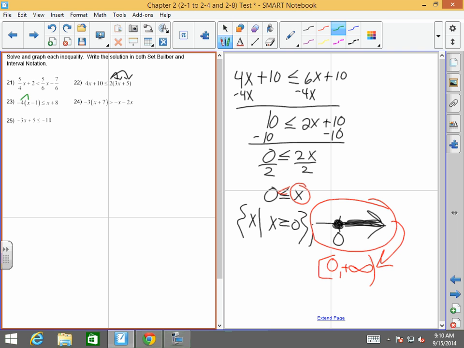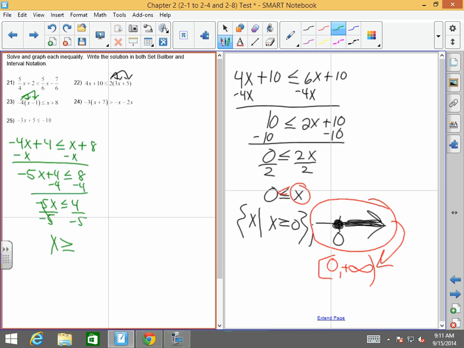23. I'm going to distribute the negative 4 to everything. So I've got negative 4x plus 4 is less than or equal to x plus 8. So I'm going to subtract x to both sides. I've got negative 5x plus 4 is less than or equal to 8. Subtract 4 to both sides. Negative 5x is less than or equal to 4. Divide by negative 5. Whenever I multiply or divide by a negative, I must flip the inequality sign. So that's x is greater than or equal to negative 4/5. Set builder, x is greater than or equal to negative 4/5.